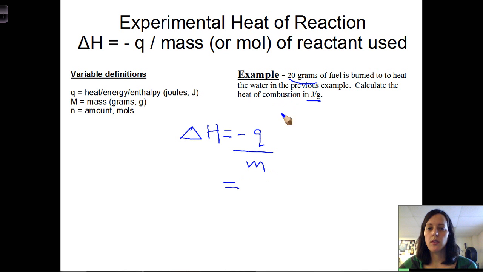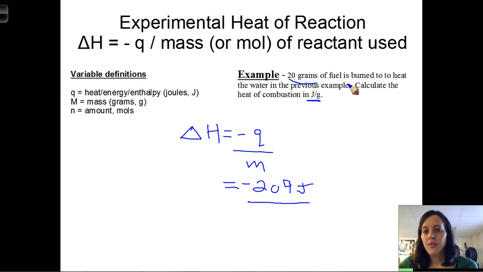We are going to use the example problem from the previous slide where Q was 209 joules, and it's divided by however much fuel, in this case, was used in the reaction. This says heat of combustion. The reason it says heat of combustion as opposed to heat of reaction is because we're burning a hydrocarbon, so technically it's a combustion reaction. In chemist way of being fancy, if you will, they tend to call it the heat of combustion when it is a combustion reaction. If it's not a combustion reaction, they'll just say heat of reaction. Thankfully, they don't get specific and say heat of the single displacement reaction.